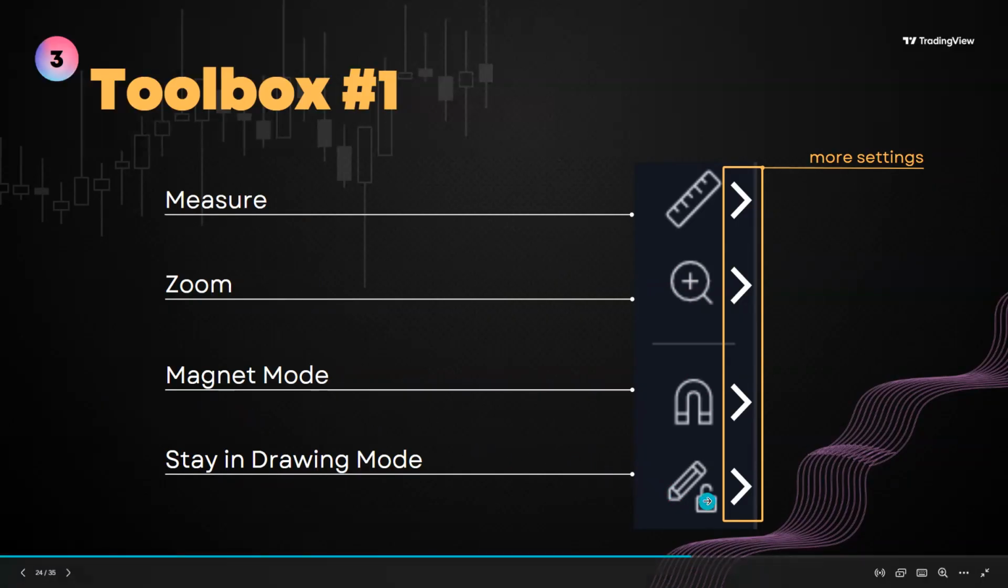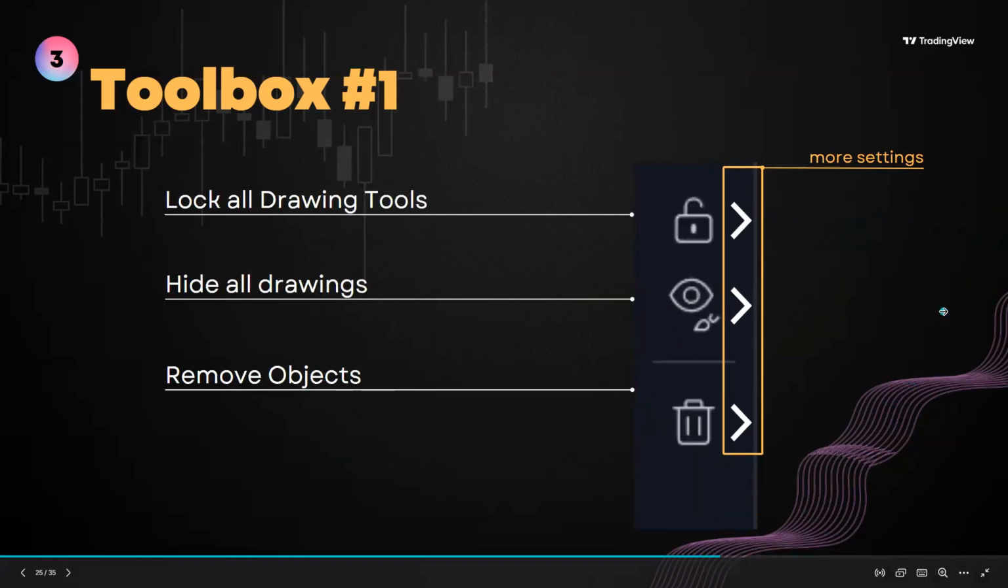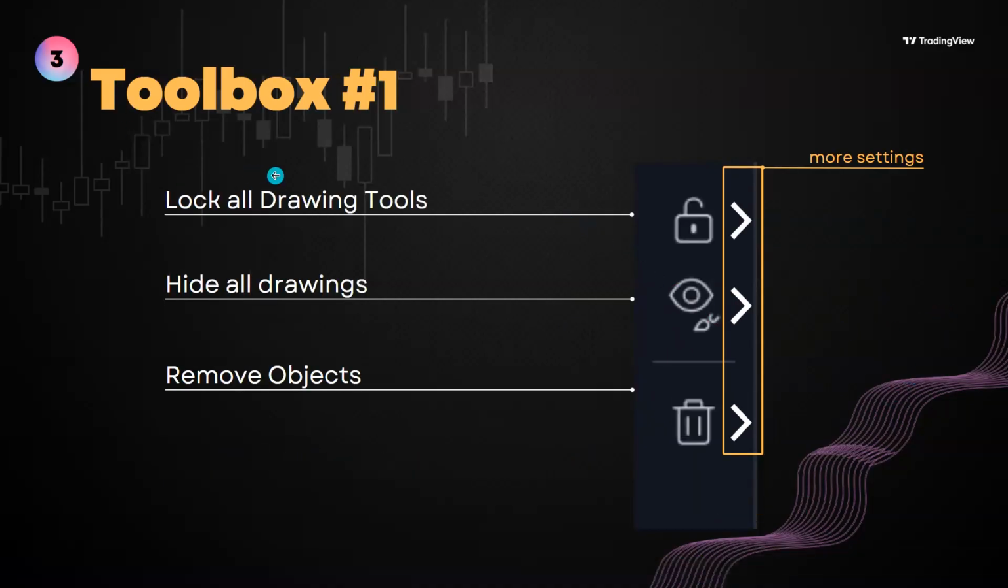Next one is stay in drawing mode. That's a button. If you want to draw a lot, then you can click on here and you will draw and draw and draw. The last one for toolbox number one is this one here. Lock all drawing tools. If you draw a lot, right, you have drawings inside and notes, all of it, you can click here and then they are locked. Maybe, yeah. Then, for example, you made a mistake and you delete one, right? Here you can lock all your drawing tools.